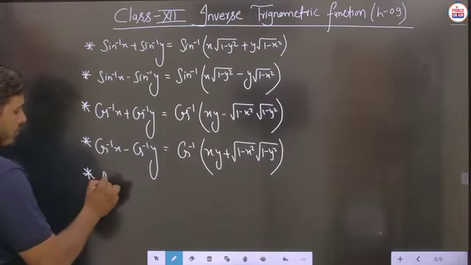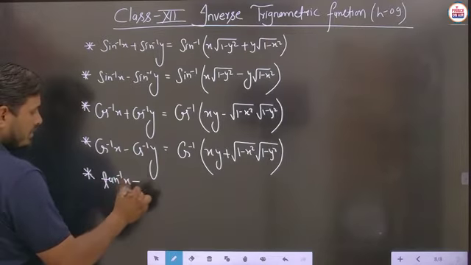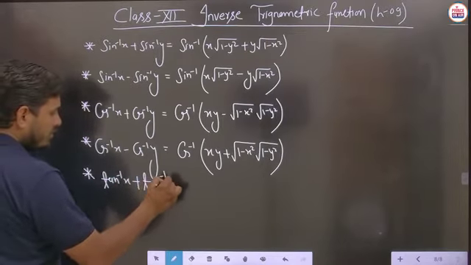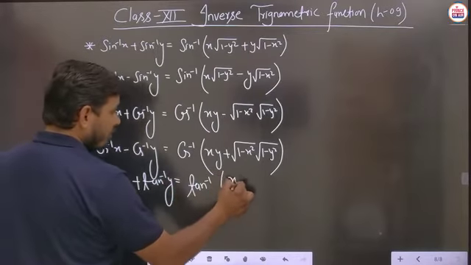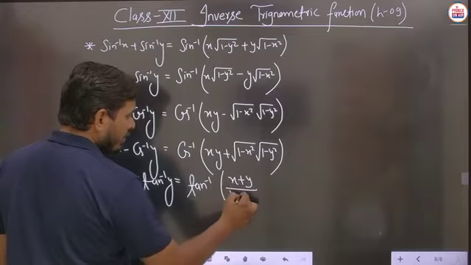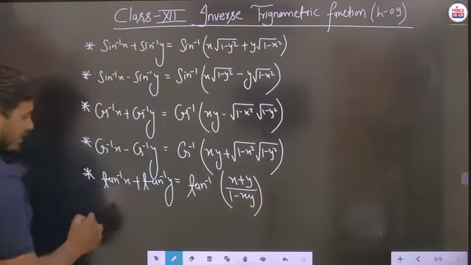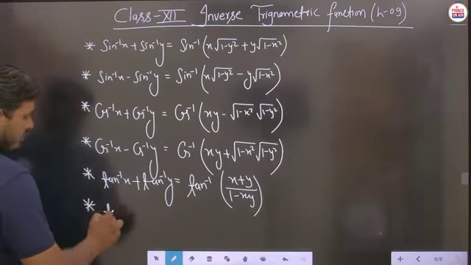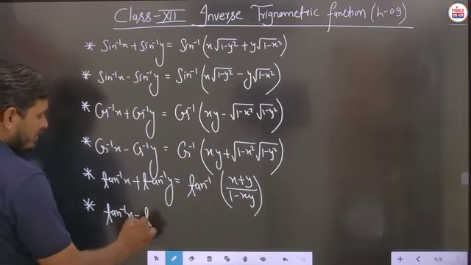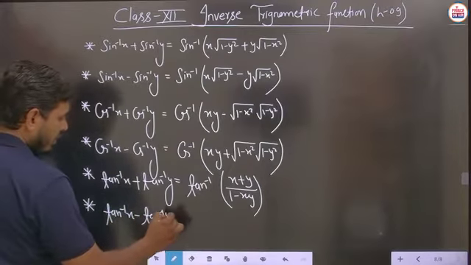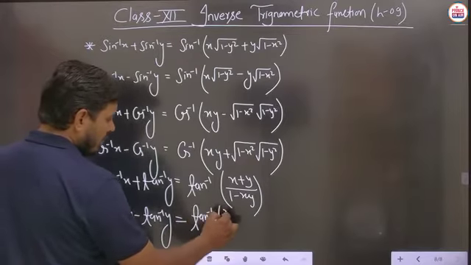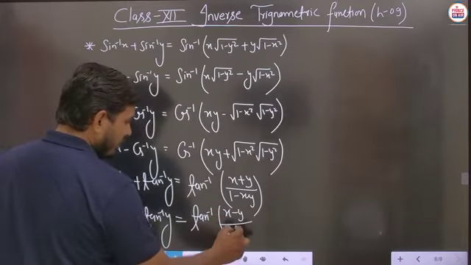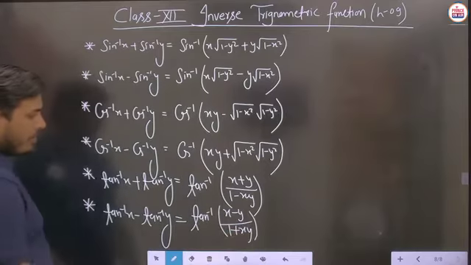Next, tan inverse x plus tan inverse y should be written as tan inverse of x plus y upon 1 minus xy. As well, we also discuss tan inverse x minus tan inverse y, and that should be written as tan inverse of x minus y divided by 1 plus xy. Is it clear?